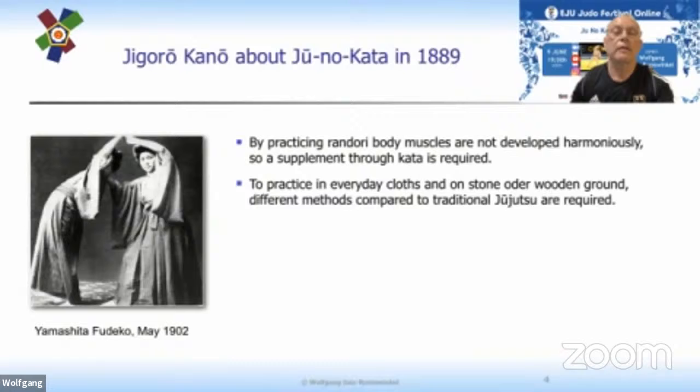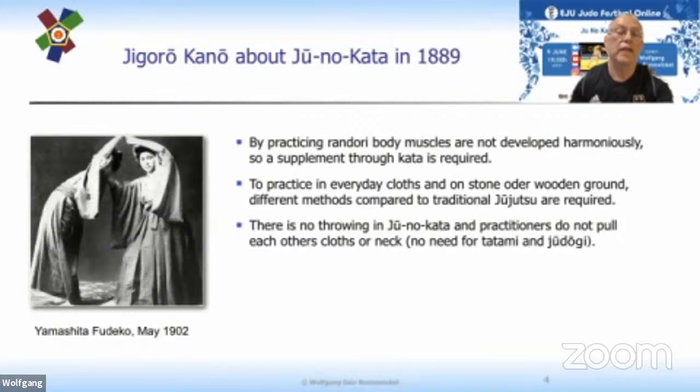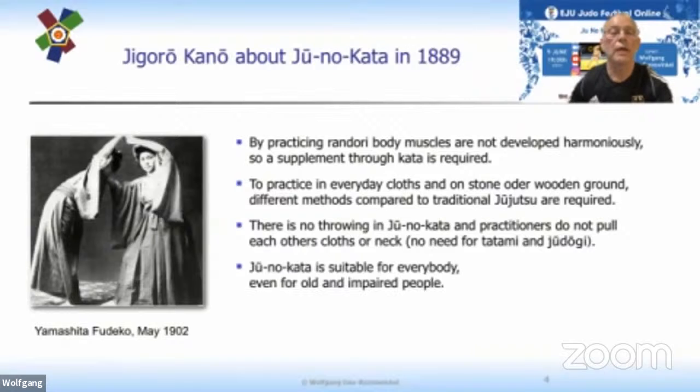Another problem was that in those days there were not many dojos, and people didn't have training clothes or judogi. So Jigoro Kano looked for a way that you can practice in everyday clothes on stone or a wooden floor. He said that different methods were required compared to traditional jujutsu, and that's why he developed Gono Kata and Judo Kata the way they are practiced. There is no throwing in Judo Kata, and practitioners do not pull each other close, so nothing is getting destroyed, and they do not pull the neck, so you don't need the tatami, you don't need judogi, and it's not so dangerous for injuries. So the conclusion of Jigoro Kano was that Judo Kata is suitable for everybody, even for old and impaired people.